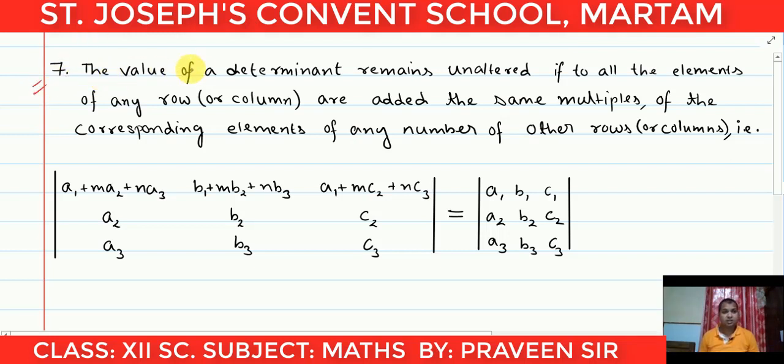It says the value of a determinant remains unaltered if to all the elements of any row or column are added the same multiples of the corresponding elements of any number of other rows or columns. That is this. Let us try to understand.